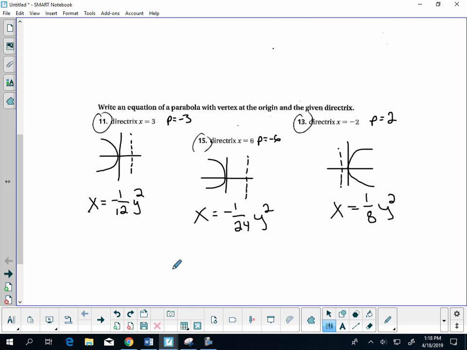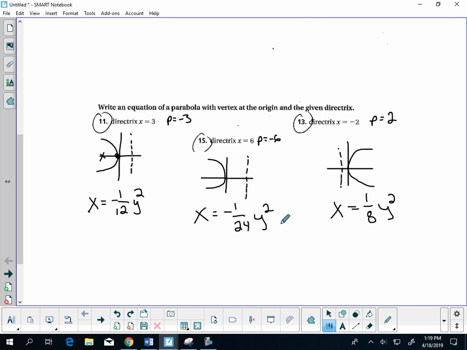On the ones down below, they gave us the directrix. And what I did was I sketched it. So the directrix here is x equals 3. That's going to be a vertical line. My vertex is at 0, 0. So my focus would be right here. It's going to open to the left. My p is going to be negative 3. And so it's 1 over 4 times negative 3. That's where the negative 1/12 comes from.